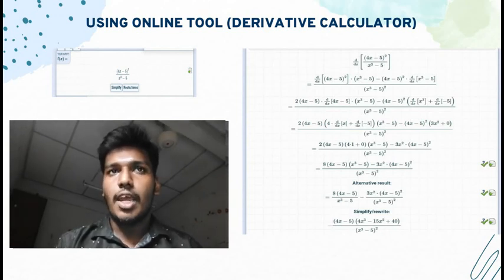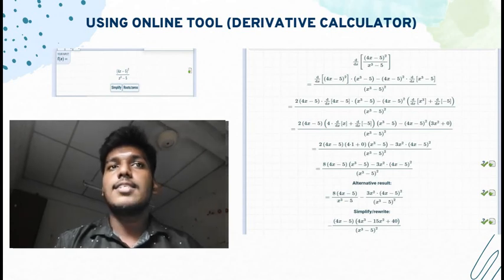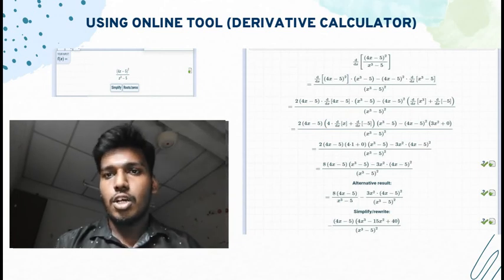It will automatically simplify the answer and rewrite it as negative (4x minus 5)(4x^3 minus 15x^2 plus 40) over (x^3 minus 5)^2. That's all from using the digital tool. If you want to recheck the answer, you can look at the screenshots below. Thank you.